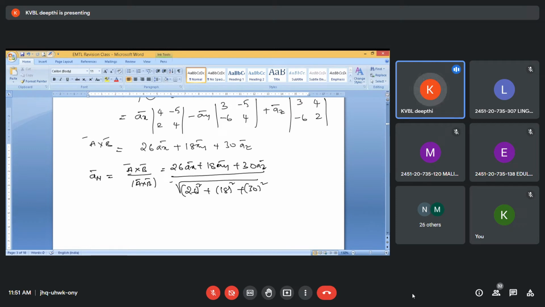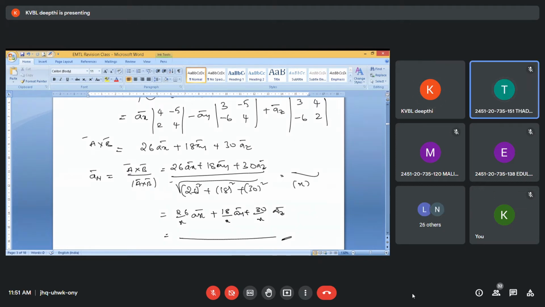Whatever answer you get, suppose it comes as x here, then you will write it as 26 by x AX. Do you understand? I'm not calculating it here, that's why I'm writing it as x directly. Otherwise you have to write the equation: plus 18 by x AY plus 30 by x AZ. That means you divide everything by the total and write the equation completely. So this will be the answer for your unit vector. Am I clear?